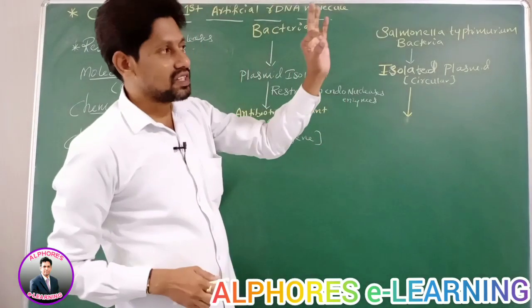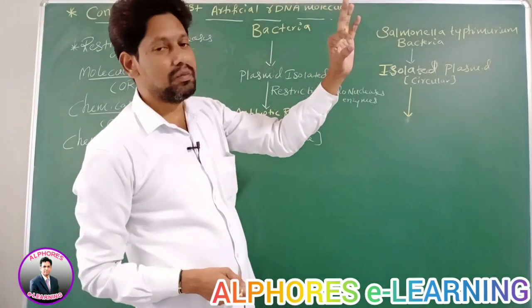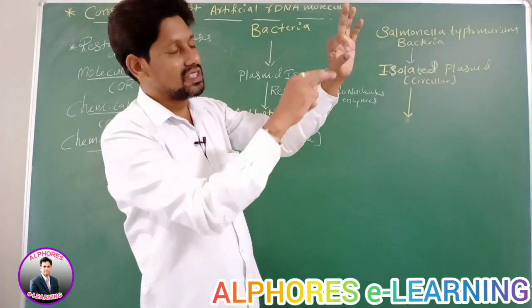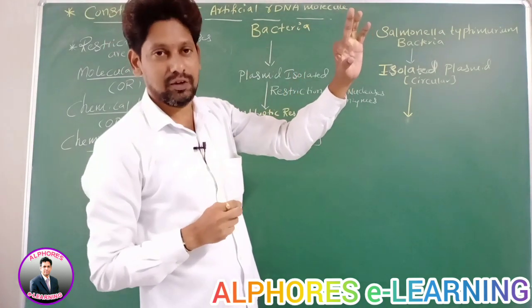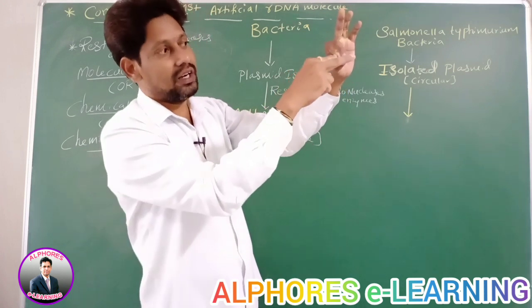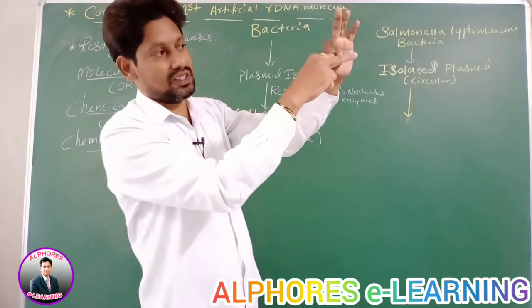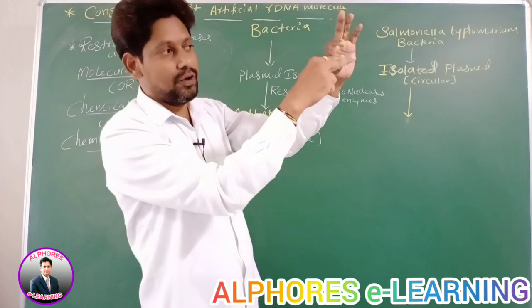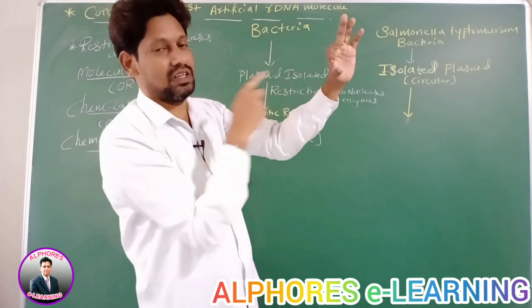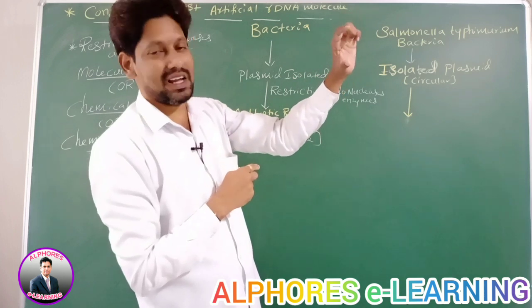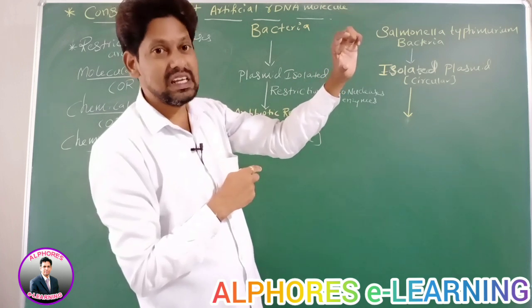How can a circular plasmid be made linear? By cutting the circular plasmid using restriction endonucleases. Therefore, using restriction endonucleases, the molecular scissors, if you make a cut in the circular plasmid, it becomes linear. Now this is a linear plasmid.